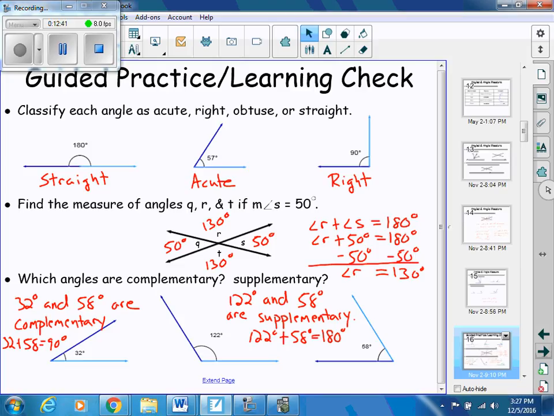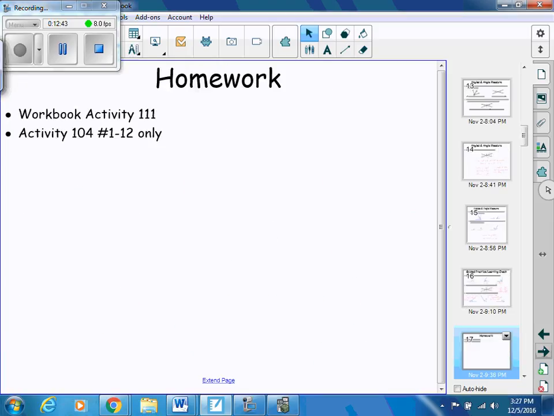If you're all done with your note sheet, what you need to do is go ahead and show that to a staff member in the room so they can check it off, and they will give you this homework to complete. Keep in mind that activity 104 is 1 through 12 only. So that means you can cross off numbers 13, 14, and 15 on activity 104. Good luck.